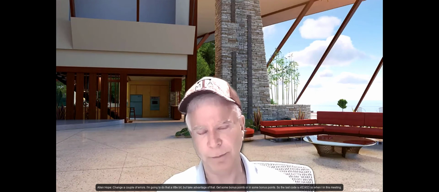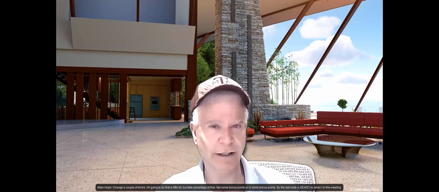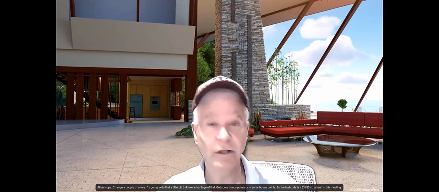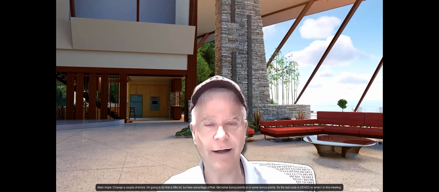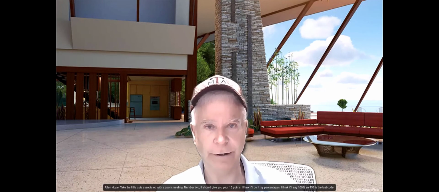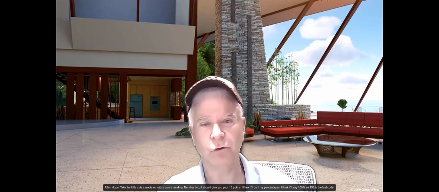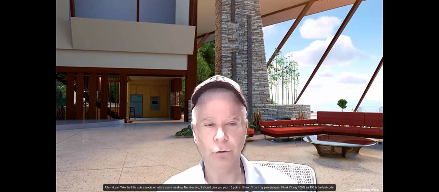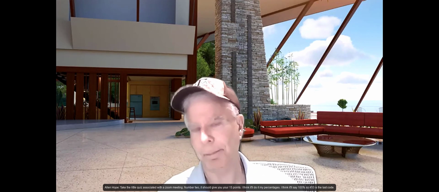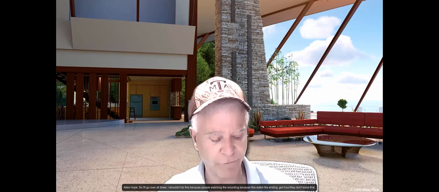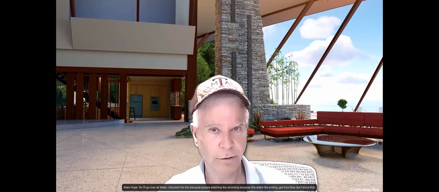I'm going to do that a little bit, but take advantage of that. Get some bonus points, earn some bonus points. So the last code is 453. That's 453. So when I end this meeting, take the little quiz associated with this Zoom meeting number 2. It should give you your 15 points. I think it'll do it by percentages. I think it'll say 100%. So 453 is the last code.